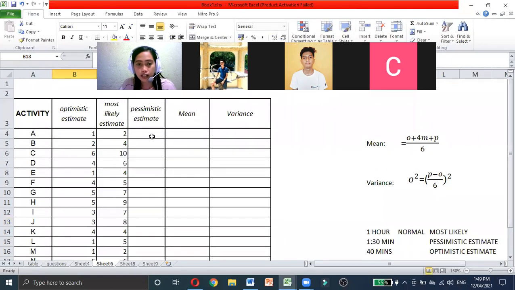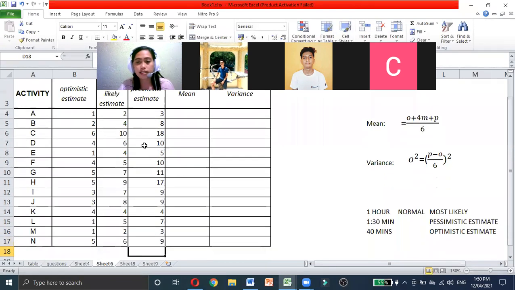For the pessimistic, 3. So, you see the difference. The pessimistic is the longest, the most likely is the normal, and the optimistic is the shortest or quickest time he can complete the task. Pessimistic: 8, and then 18, 10, 5, 10, 11, 17, 9, 9, 4, 7, 3, and then the last one is 9.